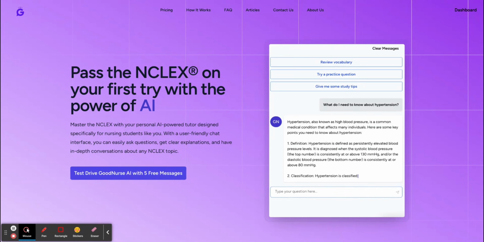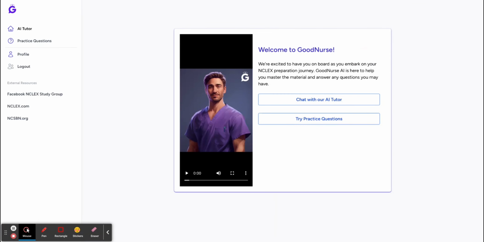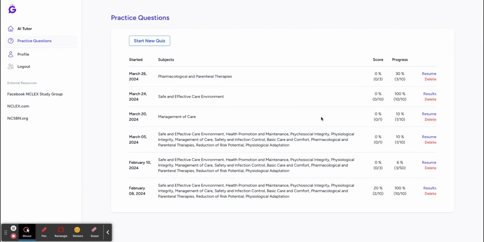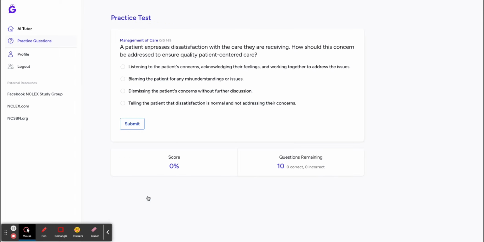Today, we're going to use the GoodNurse practice test system to go through some management of care questions. Let's get started. First, I'm going to start a new quiz and select Management of Care as the subject to include. You can select as many subjects as you'd like, and you can also change the number of questions in the quiz.